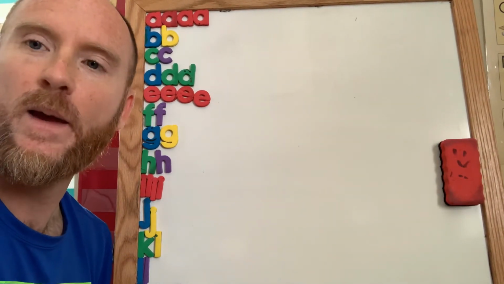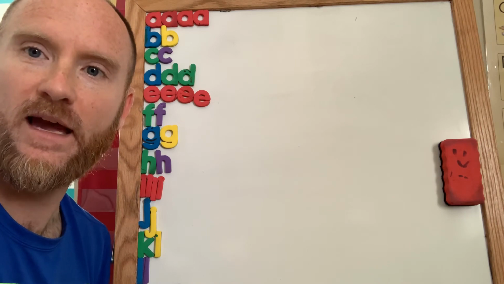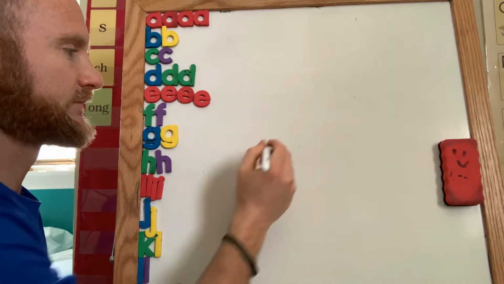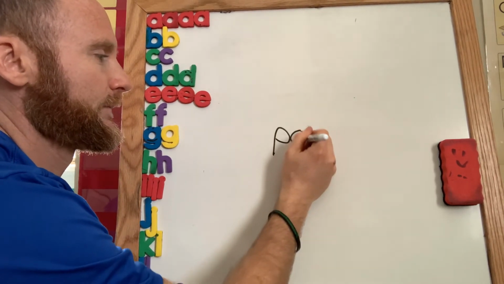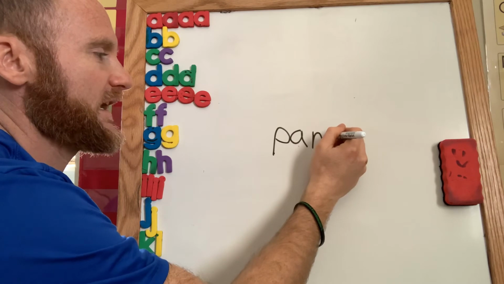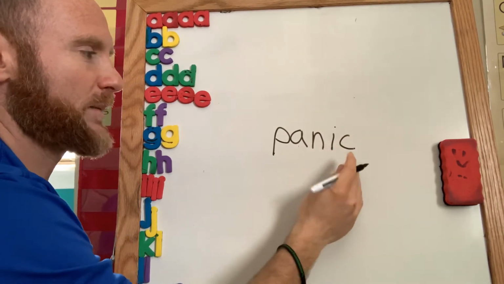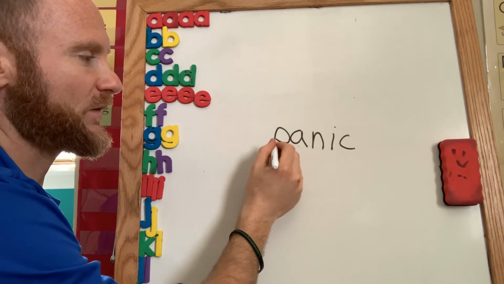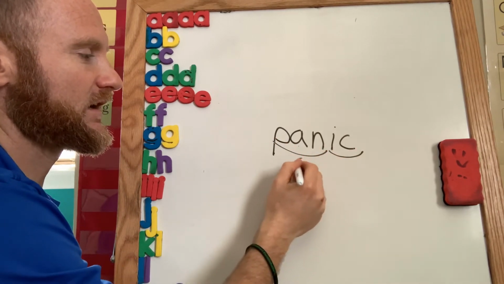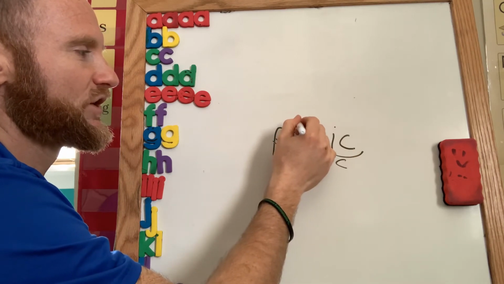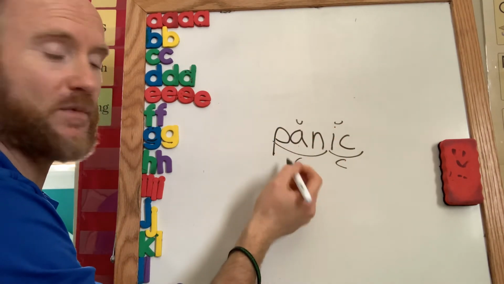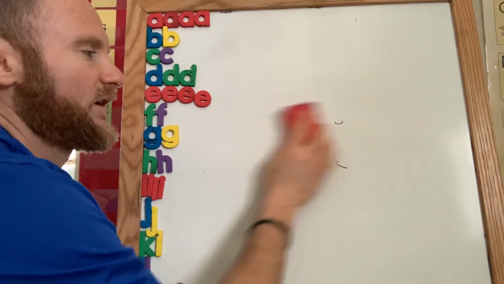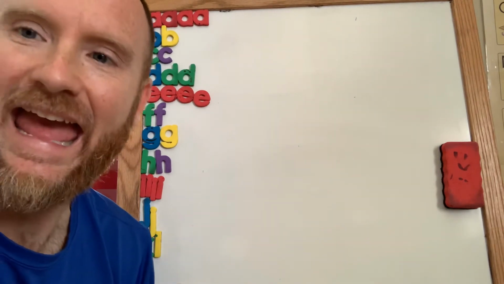All right, here's a new one. Panic, all right? Clap it, tap it, pause it, you try. Pan-ic. Remember, it's not the CK because it's a two-syllable word, all right? Here's how we mark it. Pan-ic. Closed, closed, short, short. Anything else we should mark? There's a glued sound. Box it. All right. Okay. Next word.